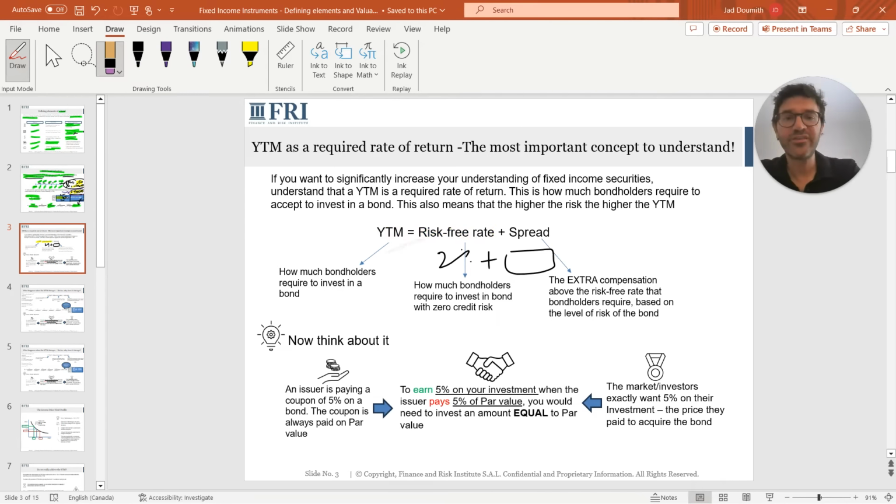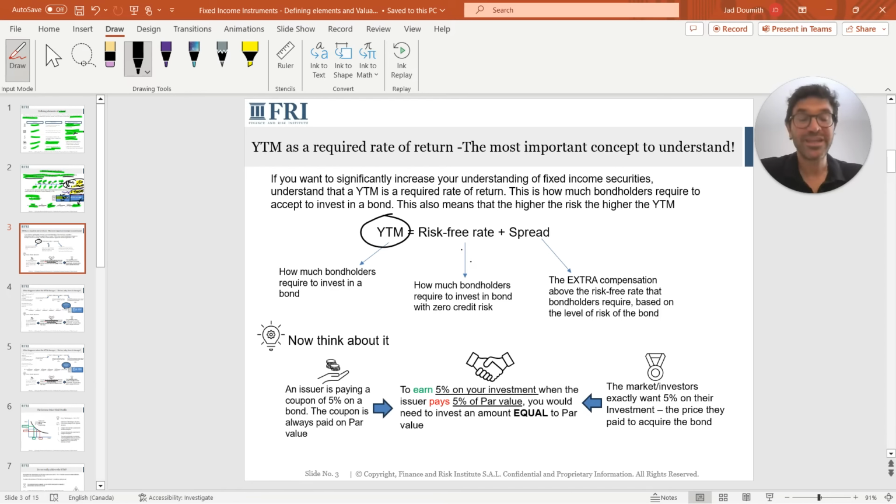Now, why is this framework very important? Because it can clearly show you that the yield to maturity on any bond can change for two different reasons. The yield to maturity on a given bond could change because the risk-free rate is changing. The general level of interest rates in the market is going up, for example, which will drive the yield to maturity of all bonds up.